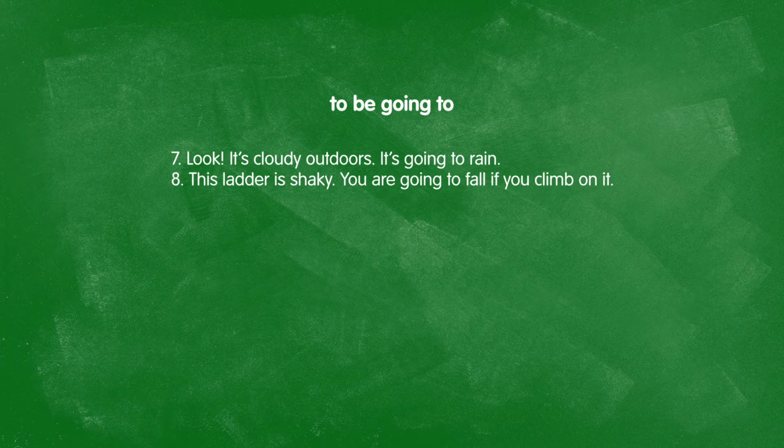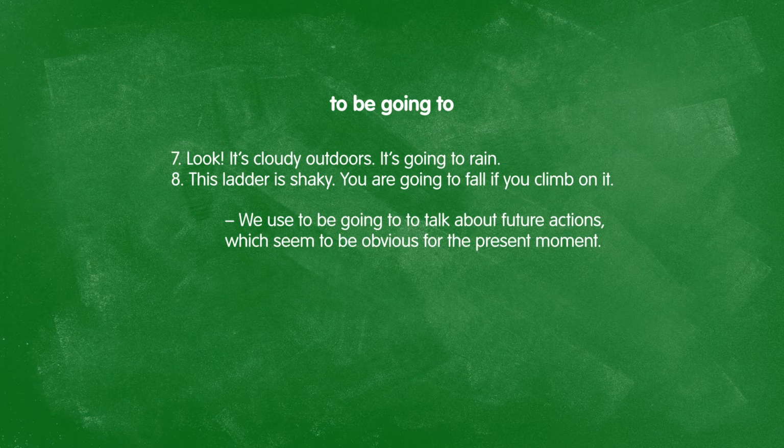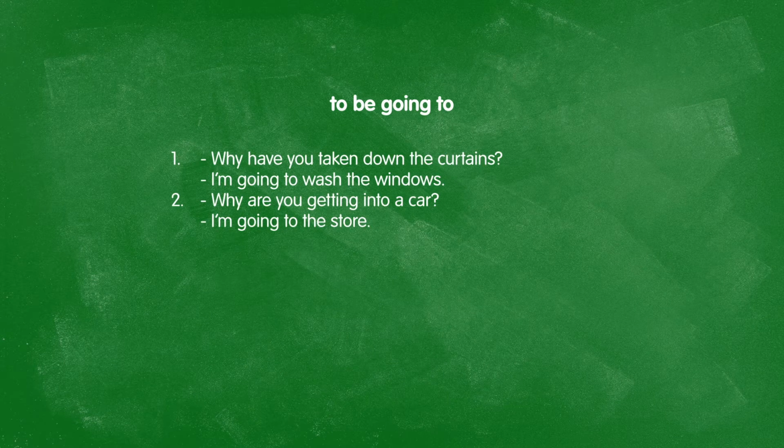Or another example, this ladder is really shaky. You are going to fall if you climb on it. Here, both of these results seem obvious from the present conditions. So, I can say going to to talk about the future. Another example is that I can talk about decisions that I've made. For example, why have you taken down the curtains? Oh, I'm going to wash the windows.